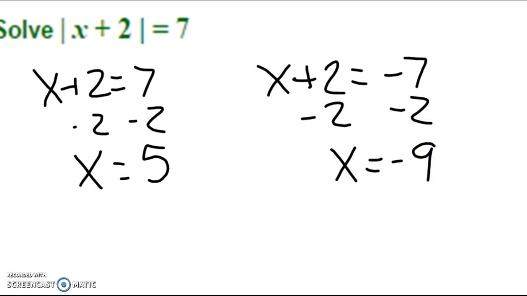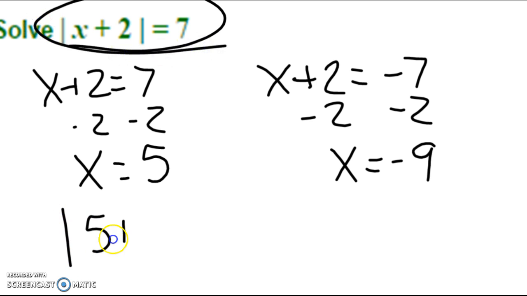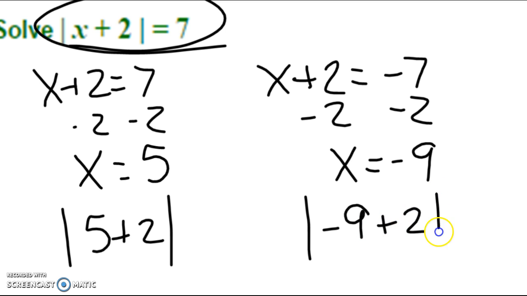Well, let's check. Plug it back in. So you've got the absolute value of 5 plus 2. Yep, that's 7. And you've got the absolute value of -9 plus 2. That's the absolute value of -7, and that is 7 also. So that's why that works.